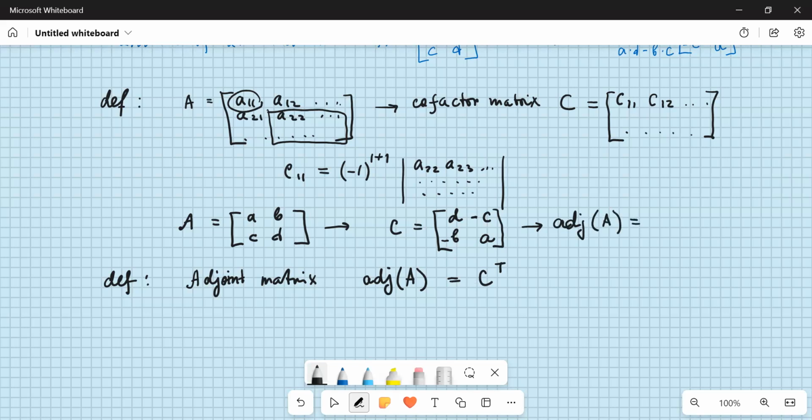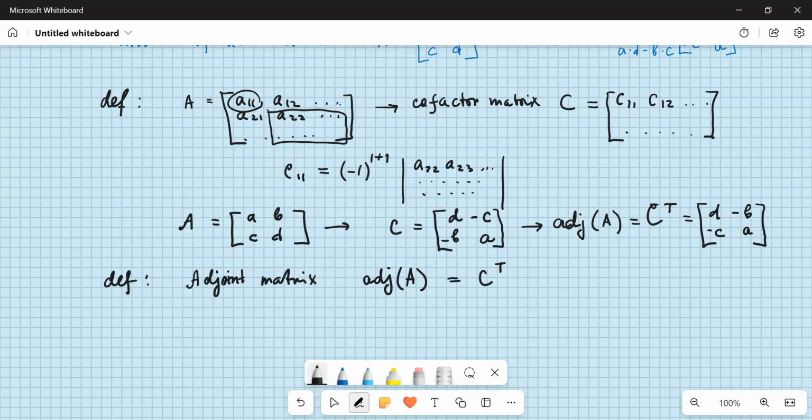Remember how we build a transpose. I'm going to build the transpose of C, so it's supposed to be C transpose. And what is a transpose? We just take rows and turn them into columns. So it's going to be D, minus C here. And the second row is going to become the second column: minus B and A.